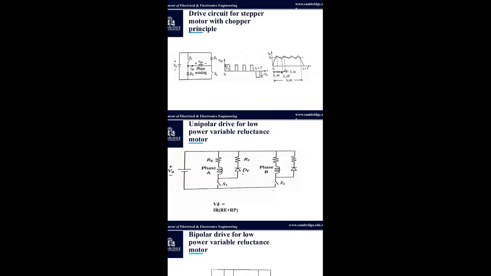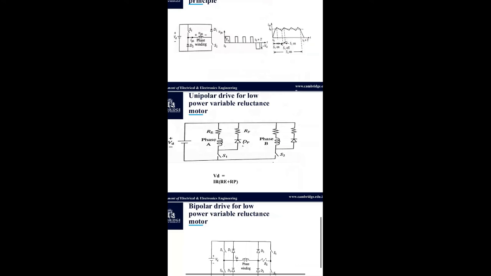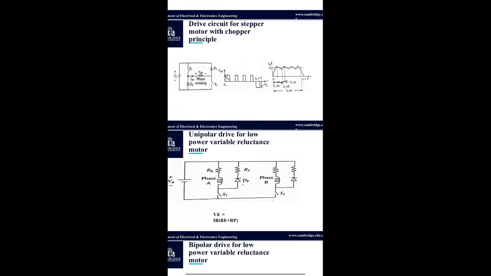Here the formula is given, VD is equal to IR into (RE plus RP). Next, during the on period of the switch, phase current also flows through the external resistance Re, causing a major proportion of the energy drawn from the source to be dissipated in Re.